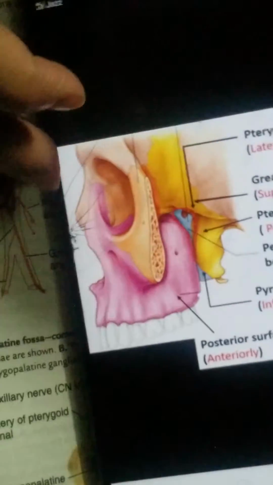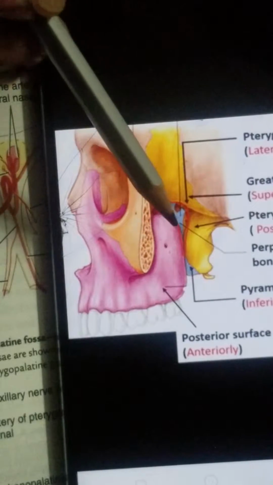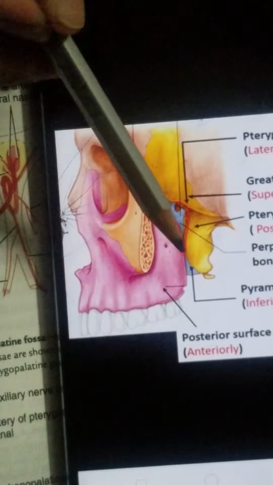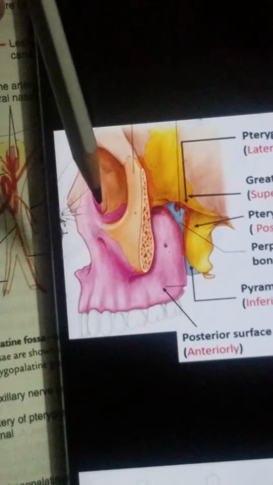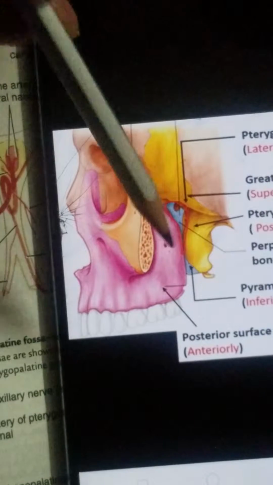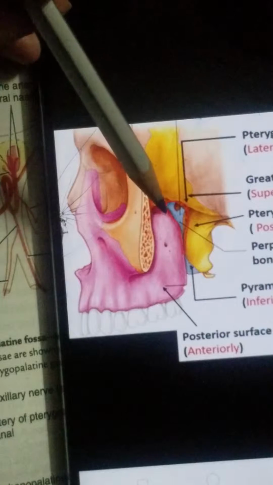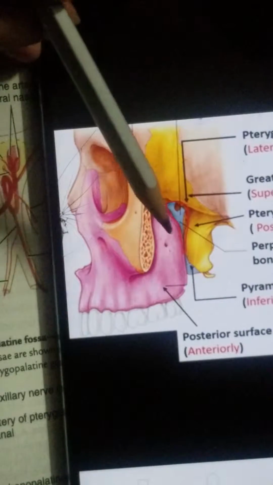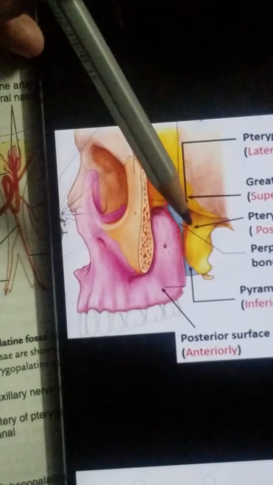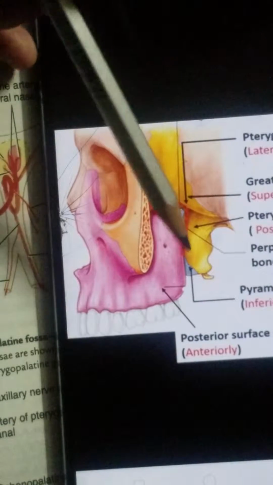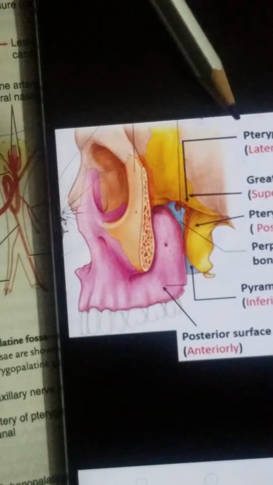So the boundaries are actually: anteriorly we have the posterior surface of the maxilla. This is the maxilla, this is the anterior boundary. We can mark the anterior boundary by the orbit. So the anterior boundary is lying close to the maxilla, and it is formed by the posterior surface of the maxilla. The posterior boundary is by the pterygoid process of sphenoid. This is the pterygoid, and a little bit by the greater wing of sphenoid.